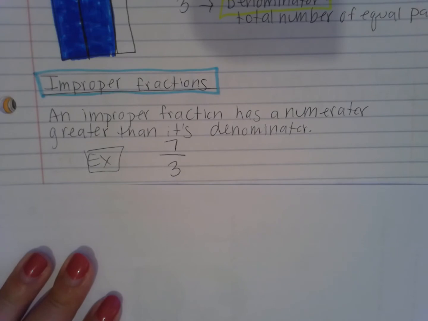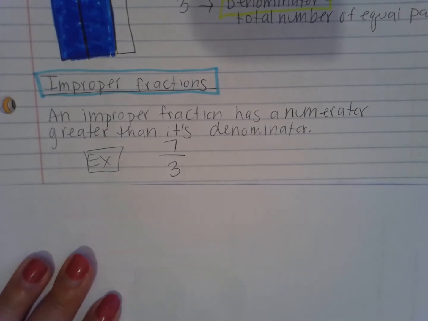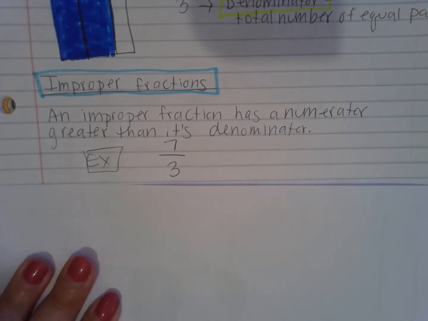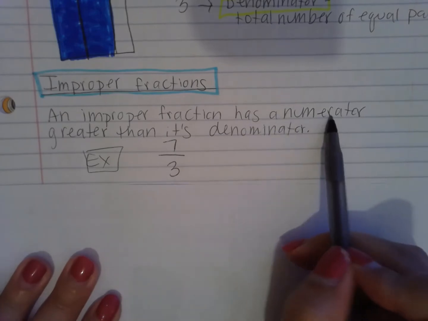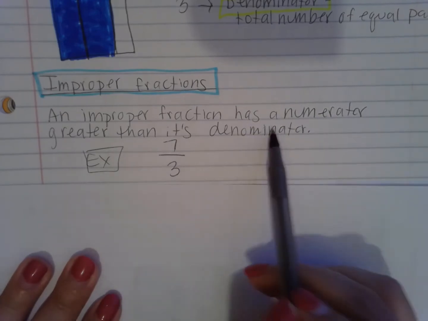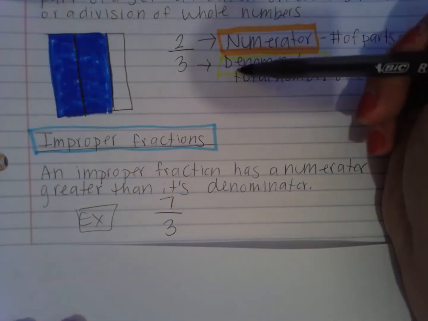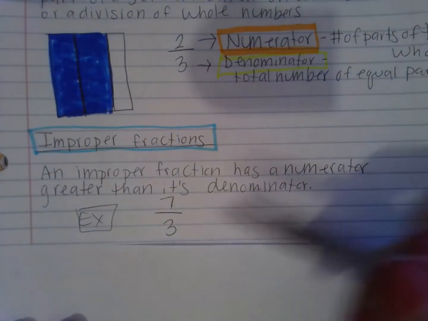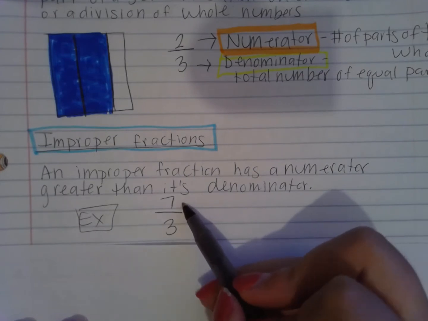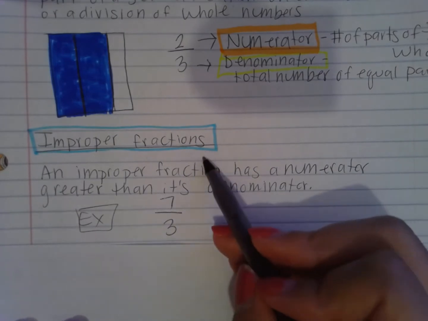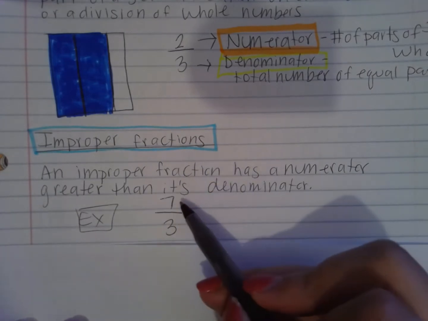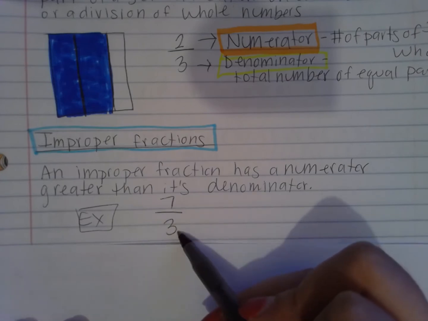Next, we're going to go over what improper fractions are. An improper fraction is where you have a numerator that's greater than your denominator. Remember back previously we said the numerator is the top number and our denominator is the bottom number. So that means that my numerator has to be bigger than my denominator. That's what an improper fraction is. This top number is bigger than this bottom number. That's all it needs to be.